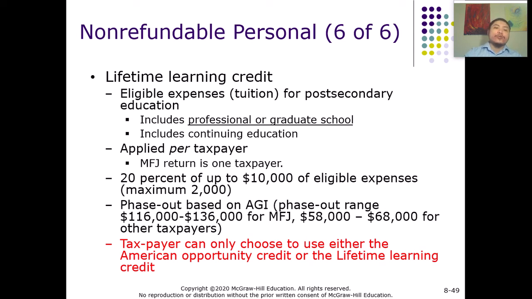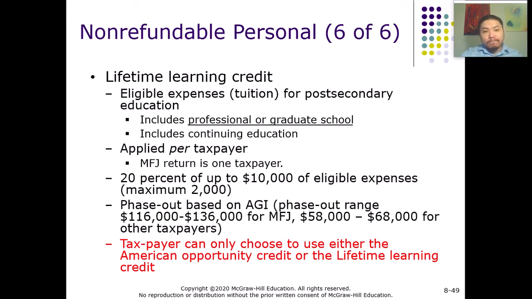So the way we calculate the amount of credit that the taxpayer can use, you take 20% times the expenses, right? And the limit of this is going to be $10,000. So the maximum amount of tax credit that a taxpayer can claim is going to be $2,000, 20% of $10,000, right? And there's also a phase-out structure applied to this credit as well, but let's not discuss deeply into that. I just want to introduce you to this program.